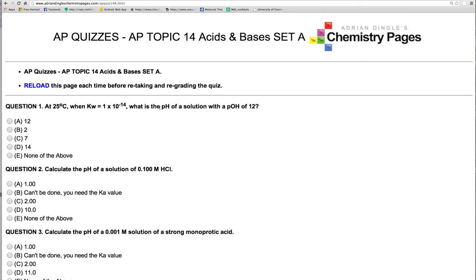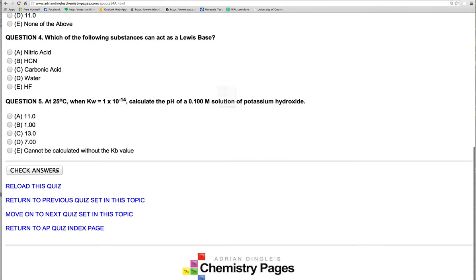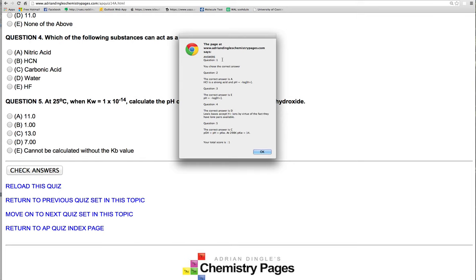he's got questions. What is the pH of a solution with a pOH of 12 when Kw is equal to 1 times 10 to the negative 14th, which it always is? What do you guys think it is? You can do this pretty quick. Then you would need to answer them all, but I think you can check your answers. For A, it's not very big. You guys probably can't see this, but answer question 1.